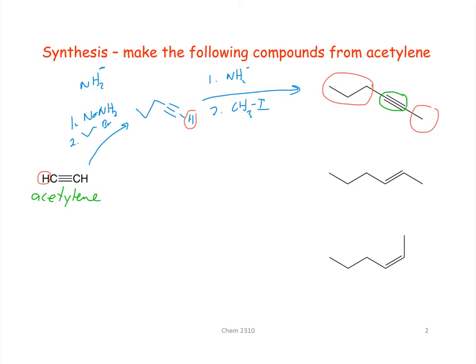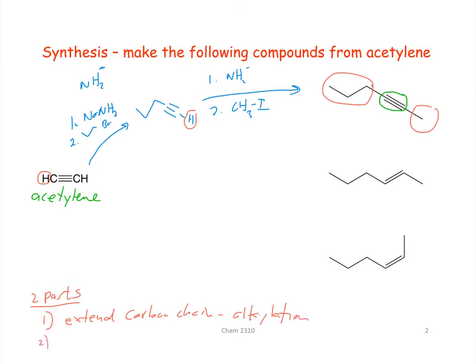In each of the synthesis problems that we're going to be doing in the near future, these types of steps are going to be involved. We're going to start with acetylene, stretch out or lengthen the carbon chain, and then manipulate the functional groups. So let's just write these. They're going to be two parts. First part, extend carbon chain. And this is going to involve these alkylation reactions.